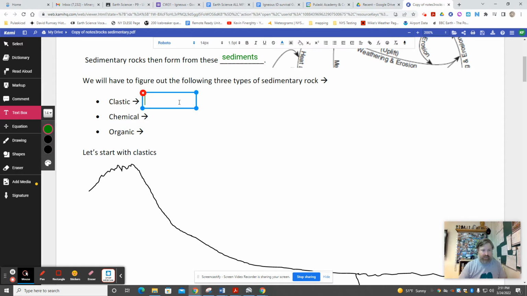The first type, clastics, are kind of what we've already been talking about. They are made from bits of other rocks.